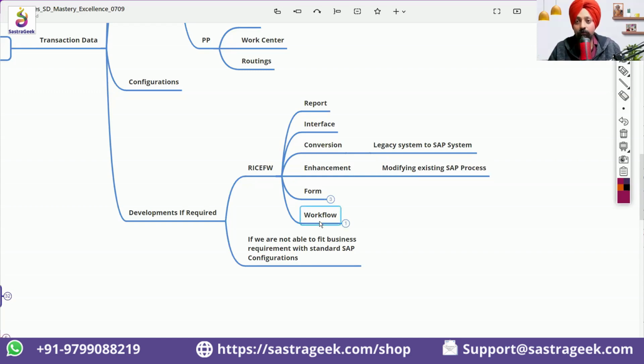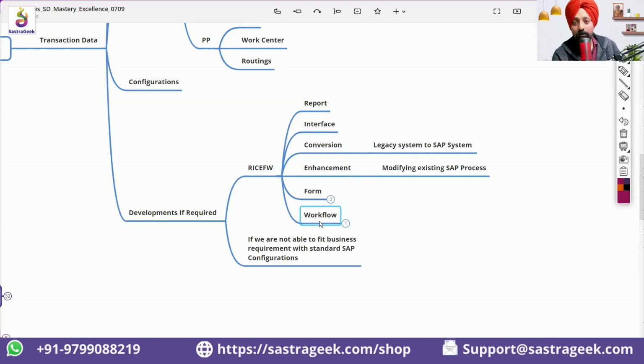And then we also have workflow. Workflow means I did this step, and then it needs to go to the next step automatically. A sequence of transactions needs to happen in automation. That kind of thing comes under workflow. Okay, so all these things would be there. You need to know that when you become a consultant.